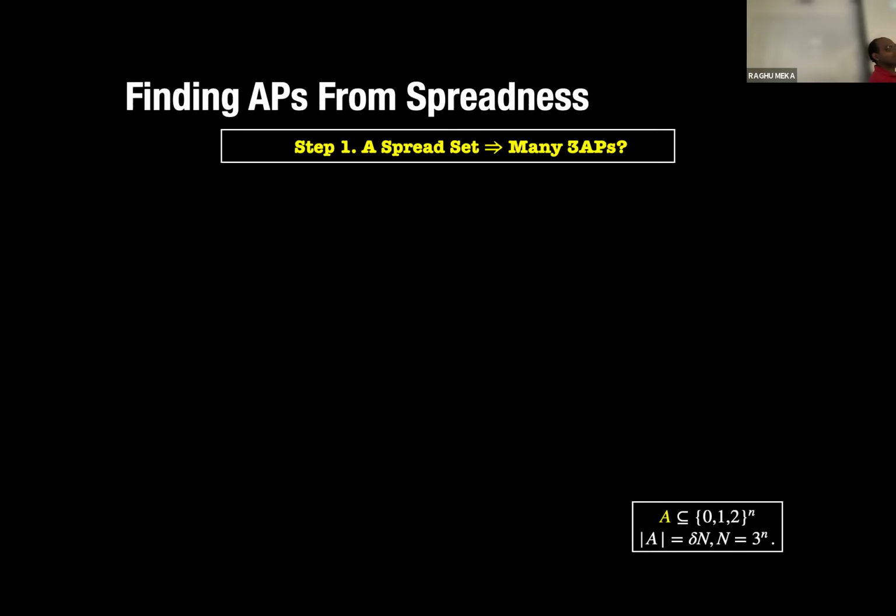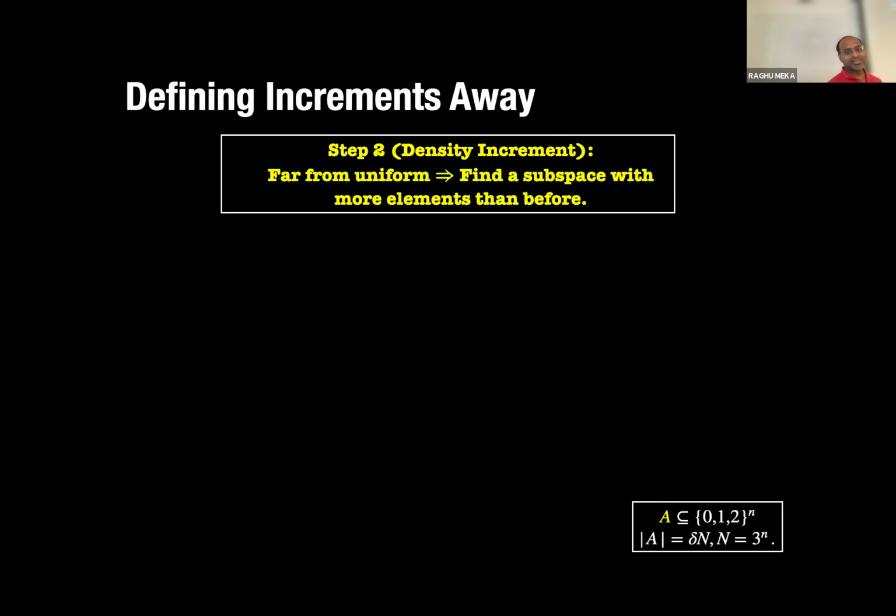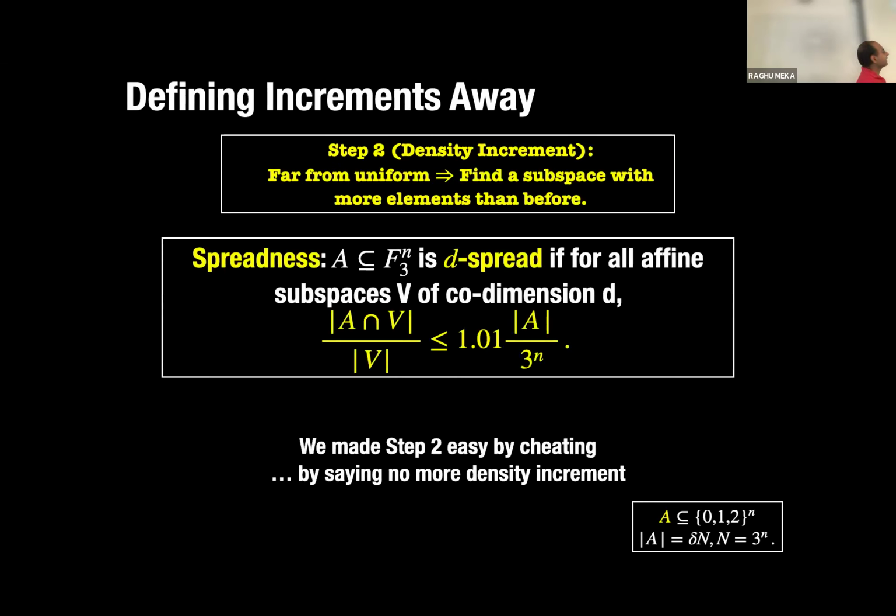The first part will say, if my set is spread, meaning there is no single subspace which has a lot of elements, then I should contain many 3APs. And I think spread is a good term for this definition because intuitively that's what it's saying. Spread means I'm kind of all over. I'm not focused on any region in space. Region here corresponds to subspace. There is no structured set like a subspace where I have more elements than I have overall.